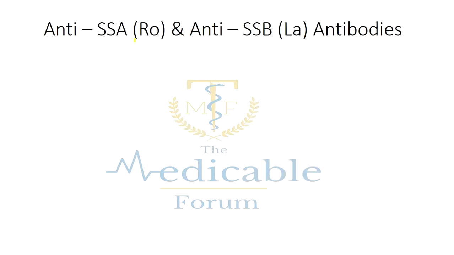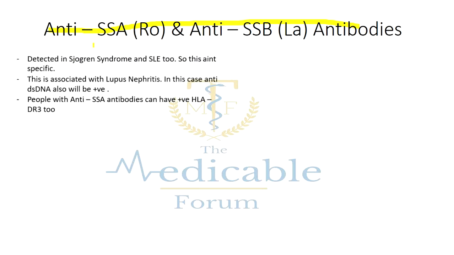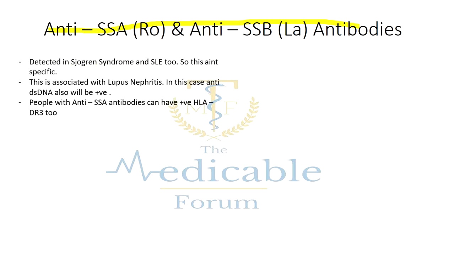Anti-Ro and anti-La, anti-SSA, anti-SSB, the jargon tells the same thing. What's that? They are detected in Sjogren syndrome. See, SS, Sjogren syndrome. They are detected in Sjogren syndrome and SLE too. So this isn't specific. This is associated with lupus nephritis as well. So in lupus nephritis, what are the things you'll be finding? You'll be finding double-stranded DNA as well. So double-stranded DNA together with SSA indicates that in SLE, there's an involvement of the kidney, lupus nephritis.